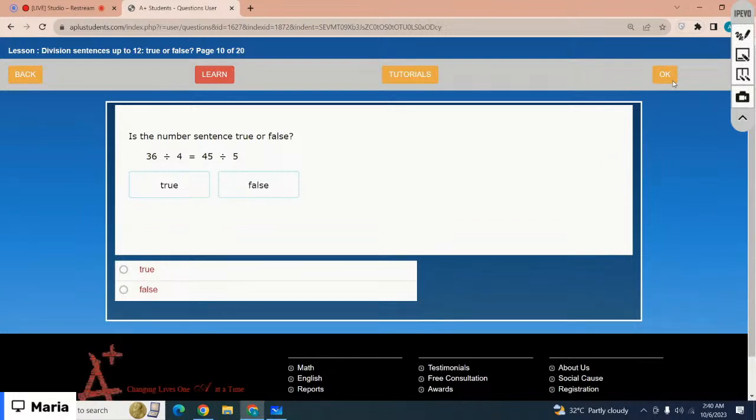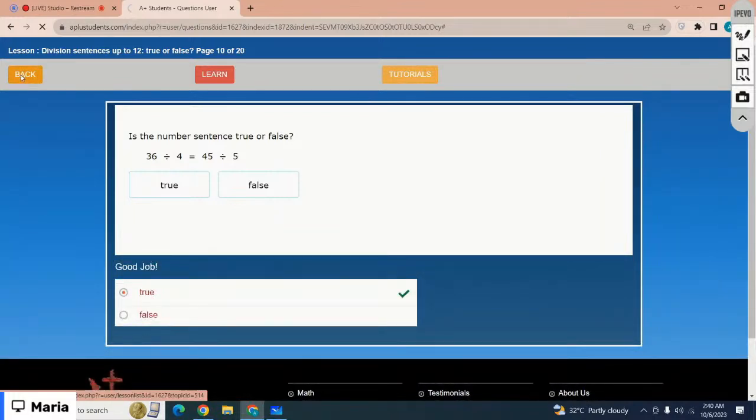Is the number sentence true or false? 36 divided by 4 and 45 divided by 5. 4 times 9 is 36 and 5 times 9 is 45. That would be true. Okay, we are done with the lesson. You can complete the lesson by yourself later today.